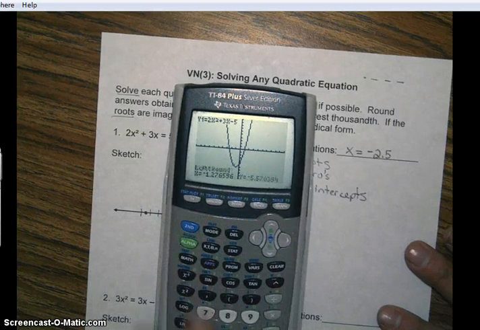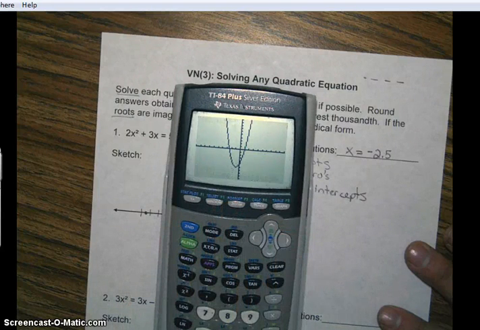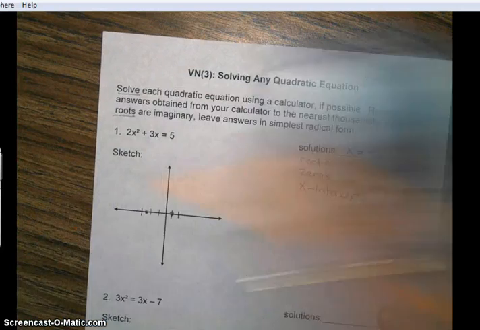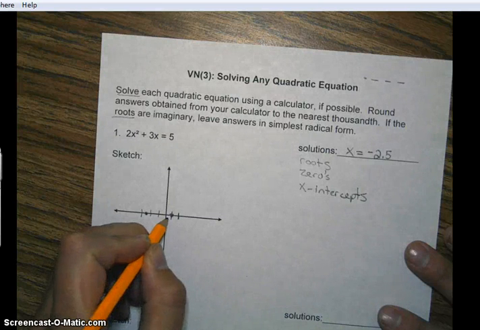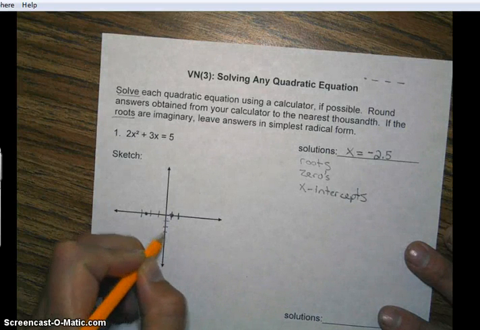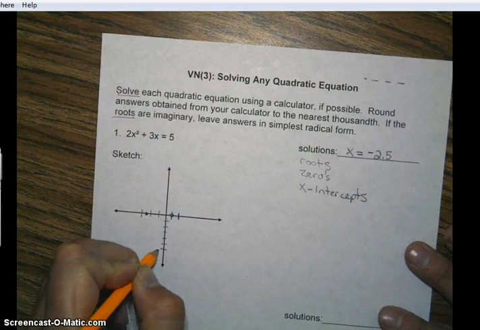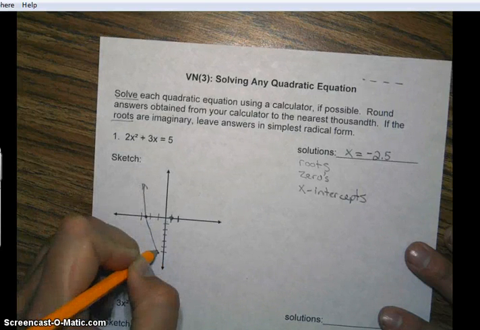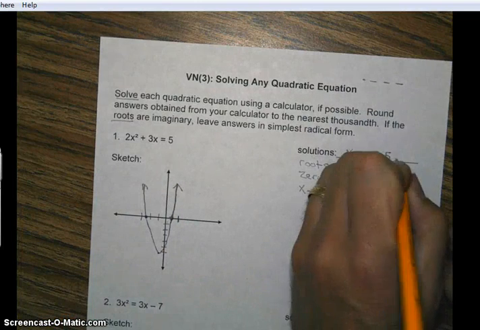Left, enter, right, enter, enter. So it looks like our vertex is at (-3/4, -6.1), approximating it. So about right here. And then we'll just go ahead and sketch it. And we said the other solution was at 1.